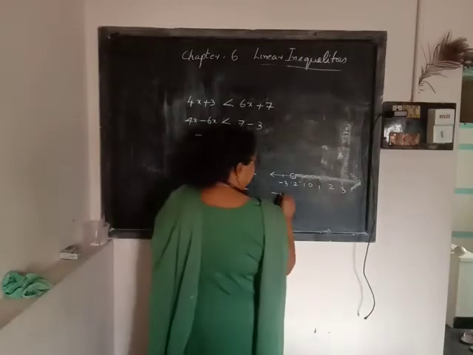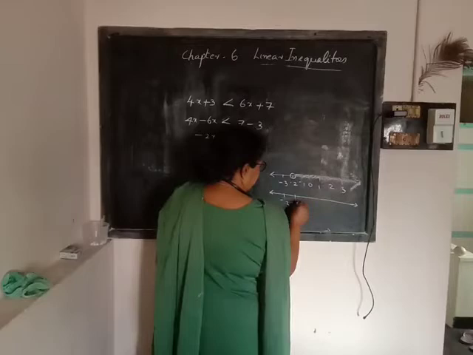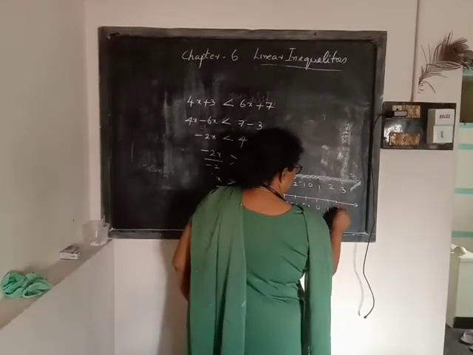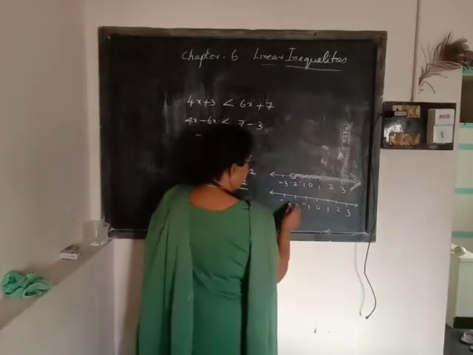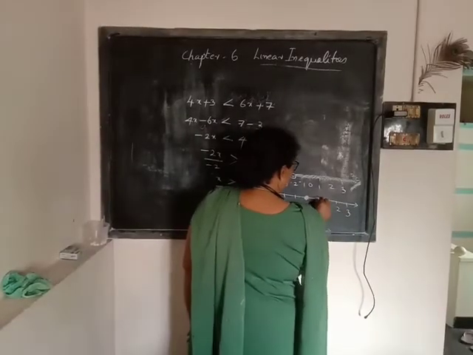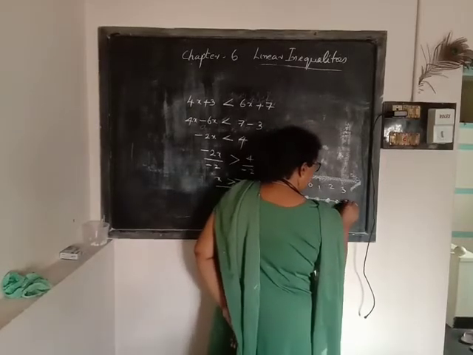When it is an integer, I will go like this. Negative 3, negative 2, negative 1, 0, 1, 2, 3. Negative 2 is not included. From negative 1 onwards, I should darken: negative 1, 0, 1, 2, 3.